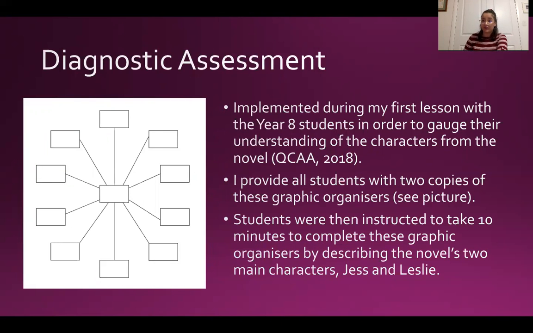So the students read this book over the holidays, and then they had approximately 2 or 3 lessons where they just discussed briefly what had occurred in the novel. So when I went in, I wanted to implement some diagnostic assessment in order to gauge where the students were at and what sort of level of understanding they had of the characters. So I gave students 2 copies of these graphic organizers that you can see just here. And then I asked them to complete them, take about 10 minutes, one for Jess and one for Leslie, the 2 main characters, just describing the characters essentially.